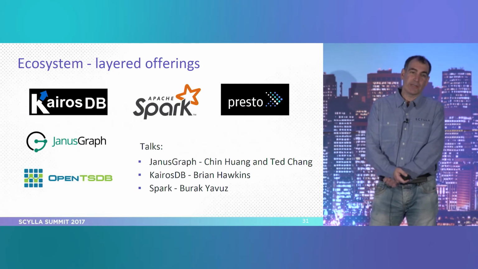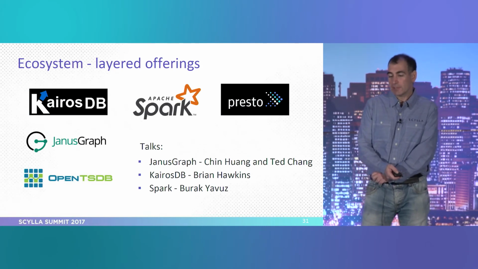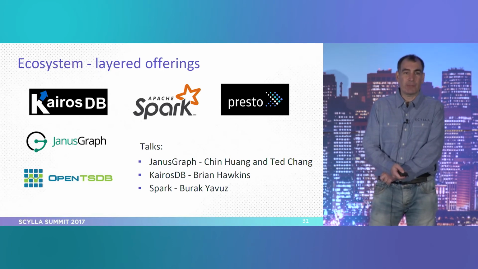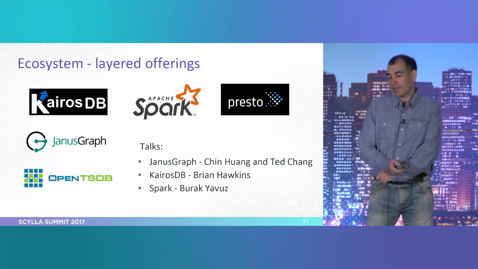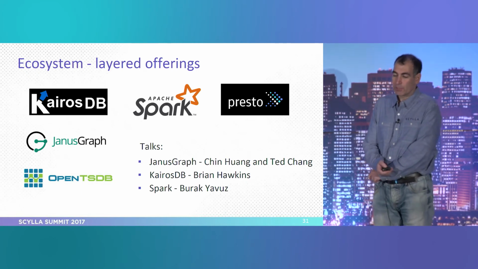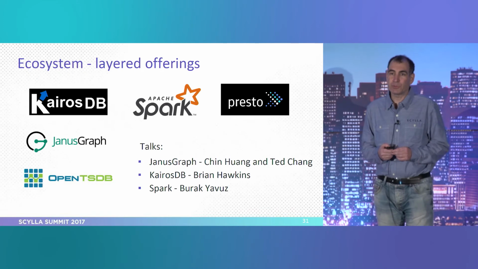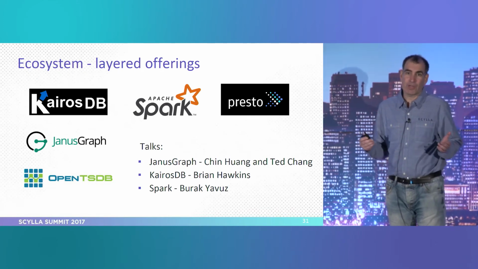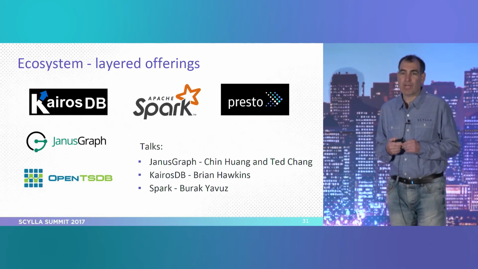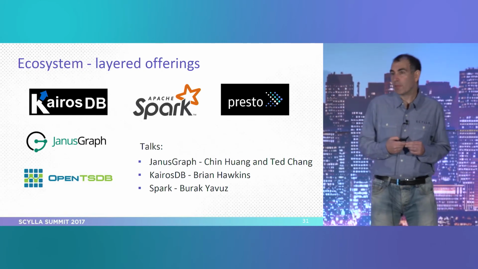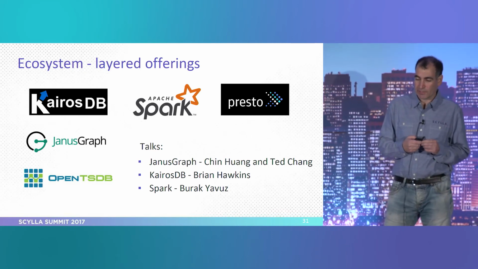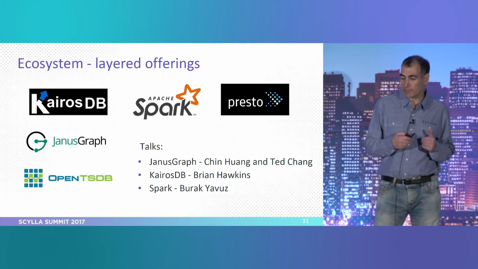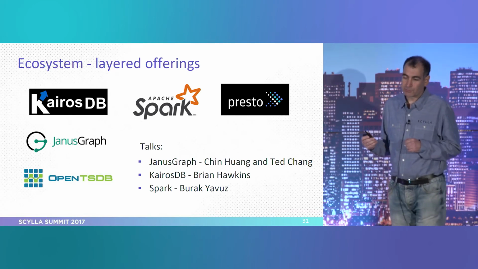There are also, in the big data area, layered offerings. These allow you to add additional value on top of the database. Things like KairosDB, which adds time series, or Spark and Presto, which allow you to do analytics on top of the database. And adding graph capabilities with JanusGraph. And there are going to be 3 separate talks on these areas. So if you want to do things on top of the database and not just access it directly, those are the talks to go to.